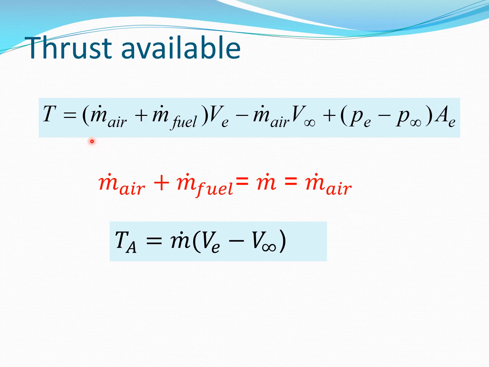With this particular nomenclature, we can simplify this equation to its basic essentials, and so we get TA is m dot (Ve minus V infinity). So the first term involves m dot into Ve, and the second term is minus m dot into V infinity. That's actually a simplified version of the available thrust which captures the basic premise behind how thrust is generated. And what you can see from this equation is that there are two things you can do. If you want to generate higher thrust, you can increase m dot, or you can increase Ve minus V infinity. So these are the two things you can do.